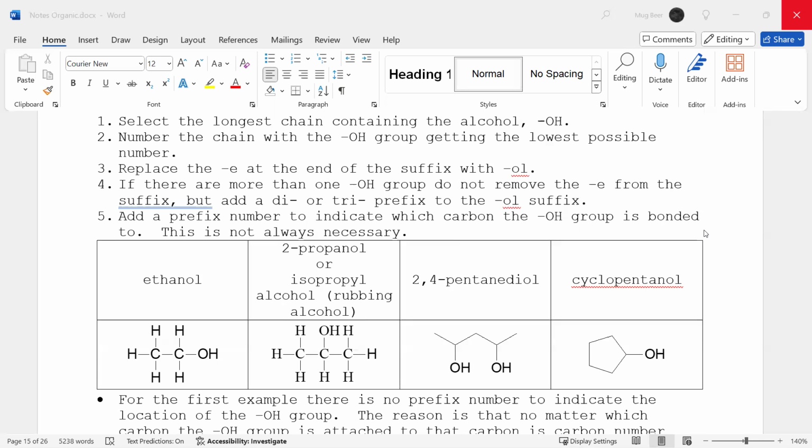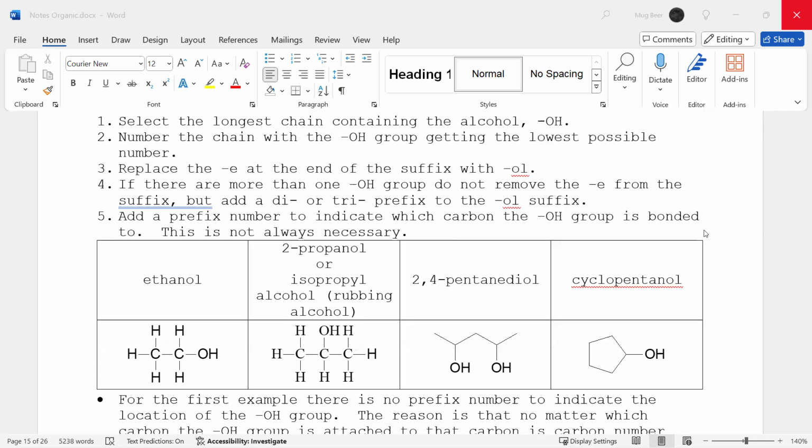The next one is 2,4-pentanediol. So this looks a little bit different. I'm keeping the whole name, the pentane name, because it's 5 carbons long. And then I'm going to put DI for 2 and then OL for alcohols. And then the numbers in the front are letting you know that there are indeed 2 alcohols and their positions are in position number 2 and number 4.